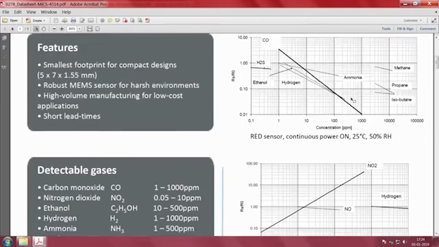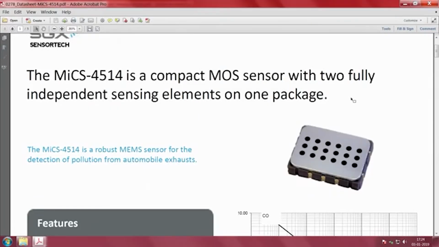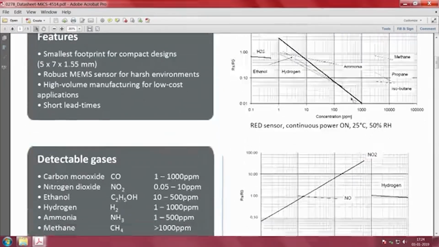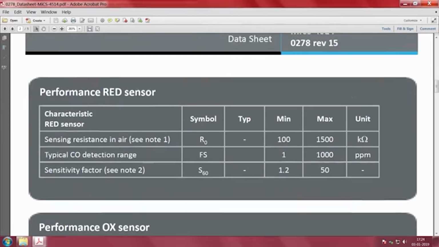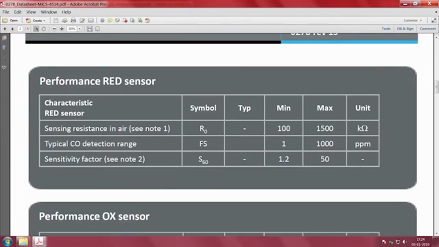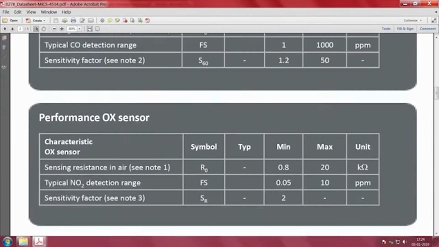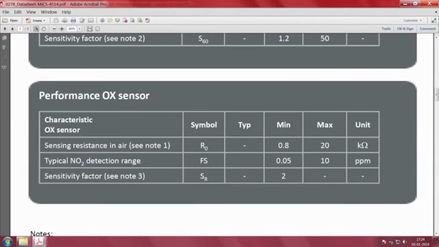So all these are possible from this MiCS 4514 sensor. It appears pretty cross sensitive to several other gases, which is expected of a mix sensor. So when you say RED here, it means reduction. When you say reduction, what are you reading? You are reading CO. You should just make a quick note of that, this is CO. And if you say oxidation, OX, then you are reading NO2. This is typical of all air quality sensors, okay.